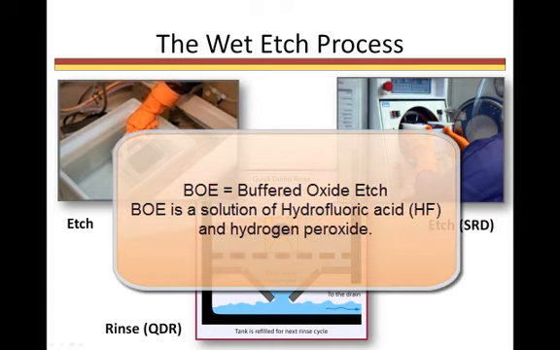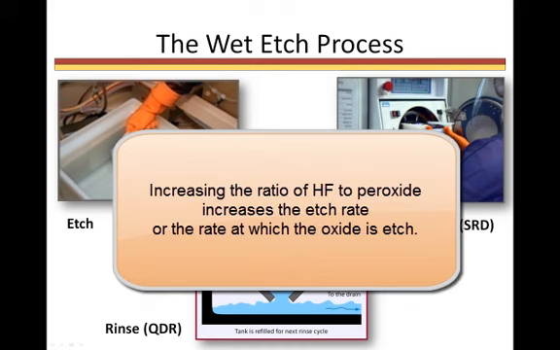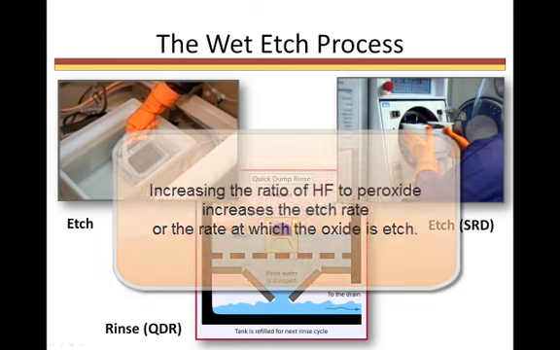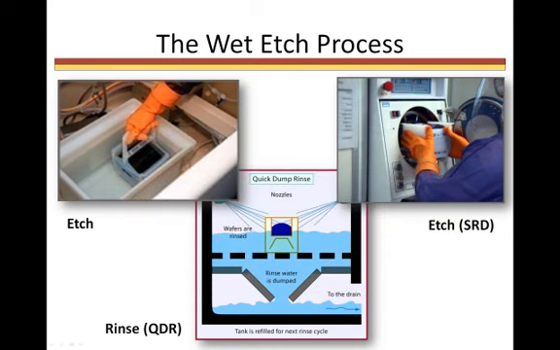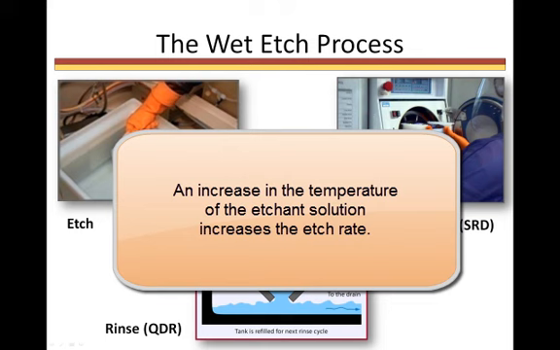For example, a buffered oxide etch is a solution of hydrofluoric acid, or HF, and hydrogen peroxide. An increase in the ratio of HF to peroxide would increase the rate at which the oxide were etched. An increase in the temperature of this solution would also increase the etch rate.